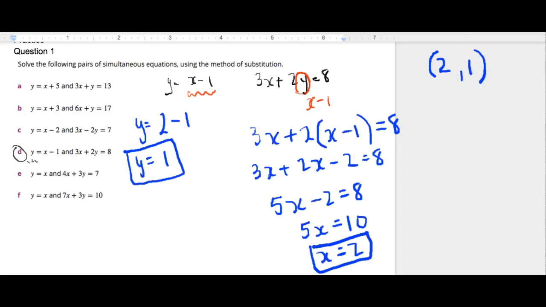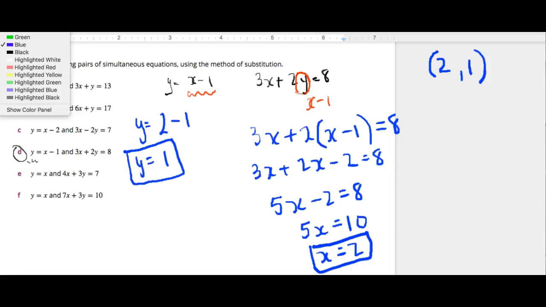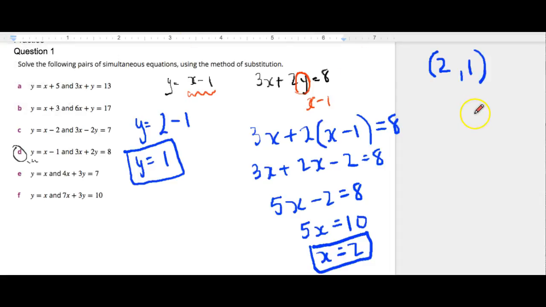I'm just going to quickly show you that graphically. If we have a pair of axes, and this isn't going to be the exact graph, there's one line and there's the other line. So this point of intersection here is the point 2, 1. So that's basically what you're finding out.